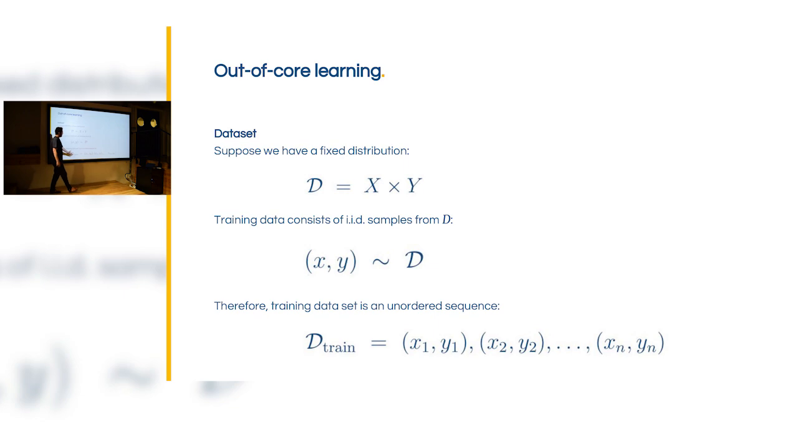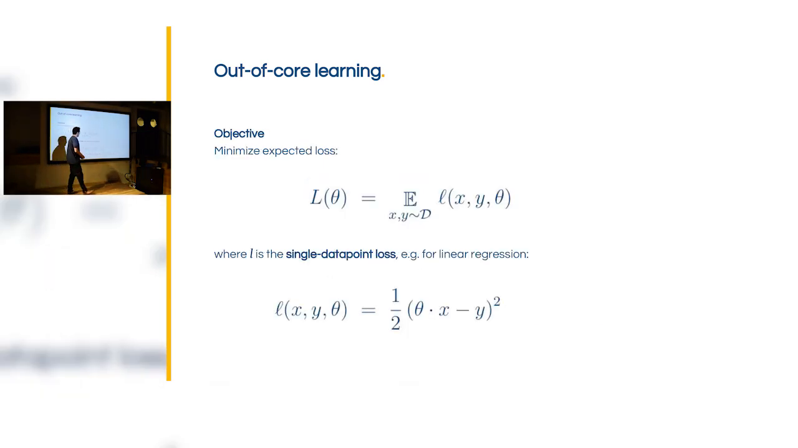So a training data set is just some sequence of observations like this. Nothing special about this. It's not ordered either, so we could just shuffle it up and it doesn't really matter. Now what is the objective? The objective is to minimize the loss, the total loss, where I just phrase it in this way. So the expected loss is the expectation value over this curly D of each single data point loss. So this is a single data point loss.